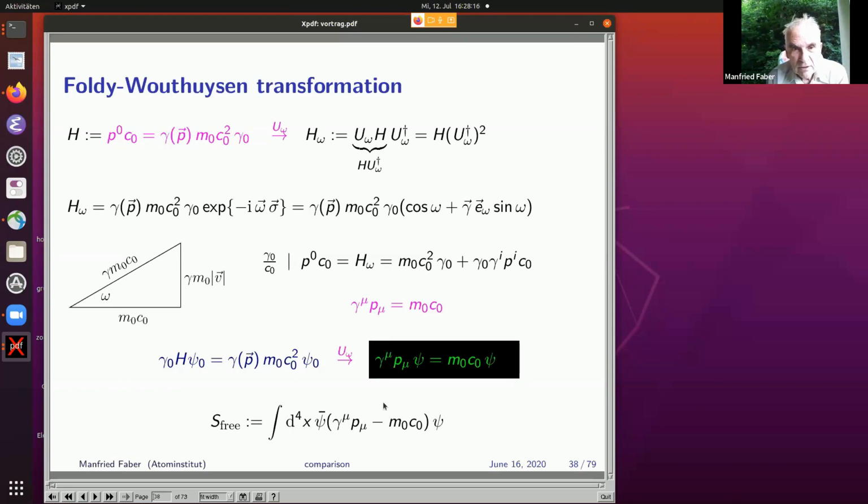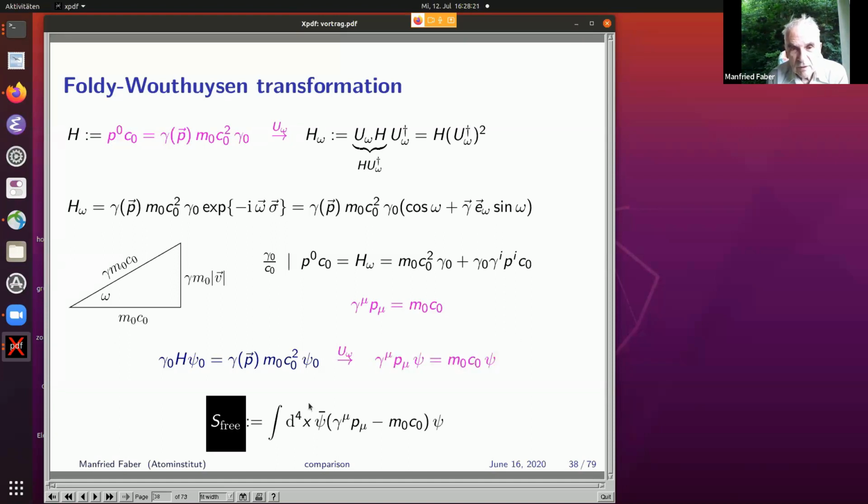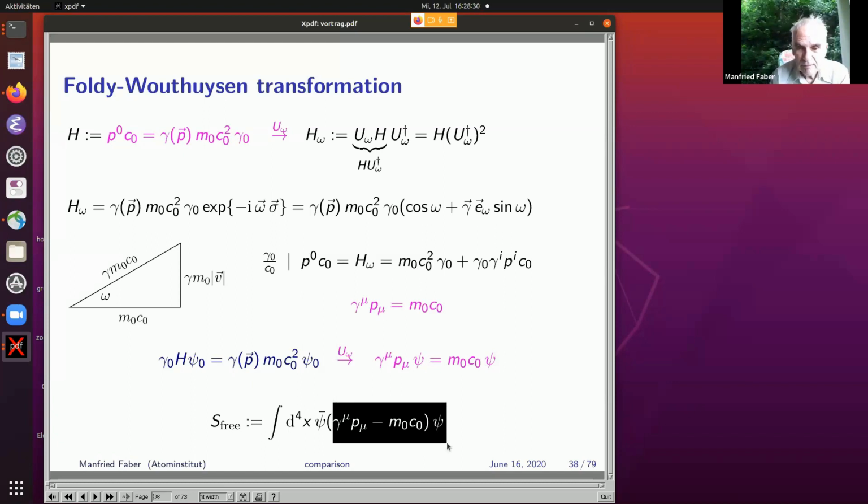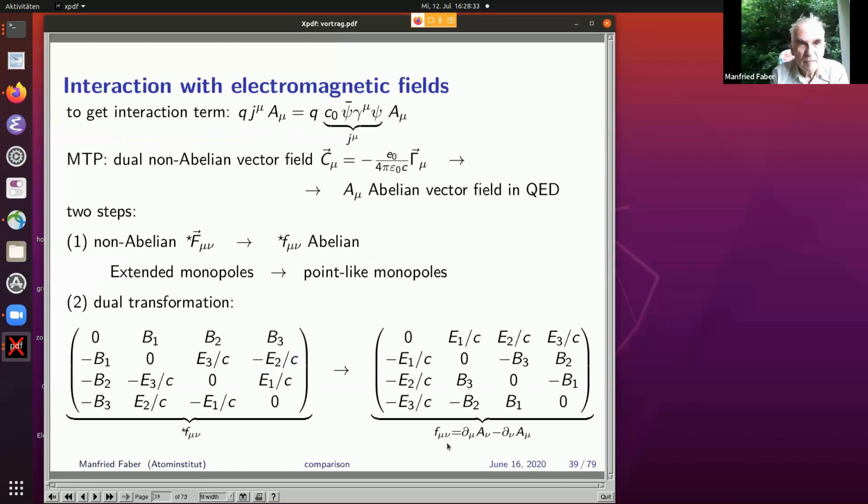the Dirac equation. So I have the free action of the Dirac equation, psi dagger, gamma mu p mu minus m c0 psi. So this is the free action. And now I have to introduce the interaction with electromagnetic fields. I need the interaction term in the Dirac equation of this form. And for this I have to do 2 steps.